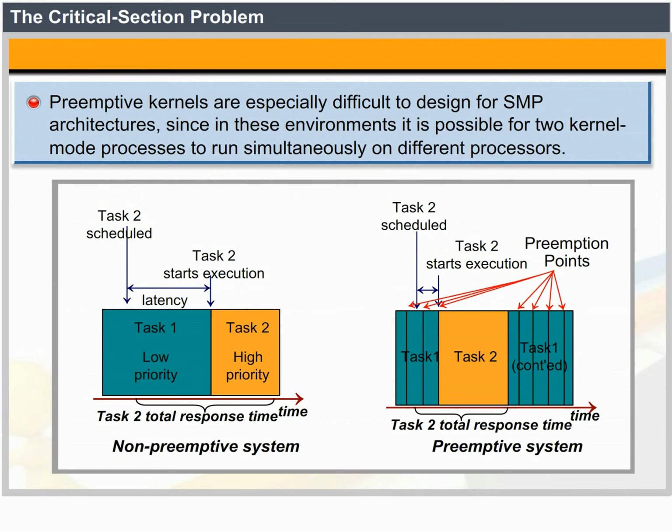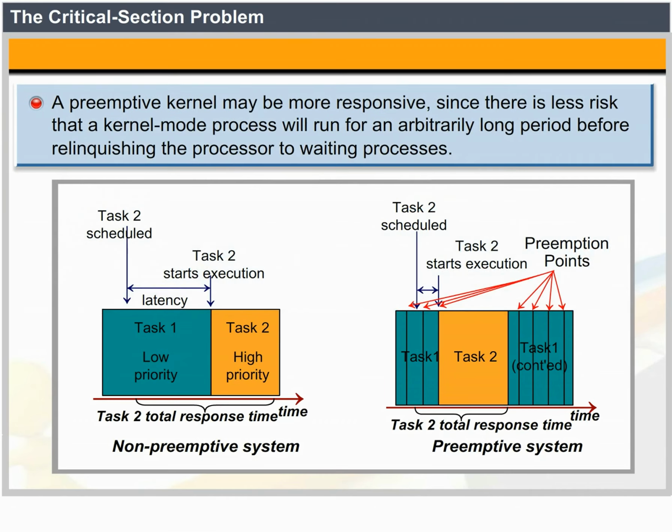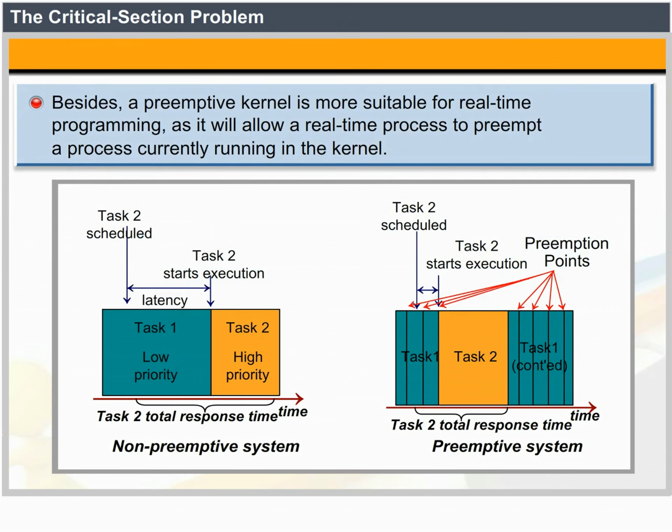A preemptive kernel may be more responsive, since there is less risk that a kernel mode process will run for an arbitrarily long period before relinquishing the processor to waiting processes. Furthermore, a preemptive kernel is more suitable for real-time programming, as it will allow a real-time process to preempt a process currently running in the kernel.